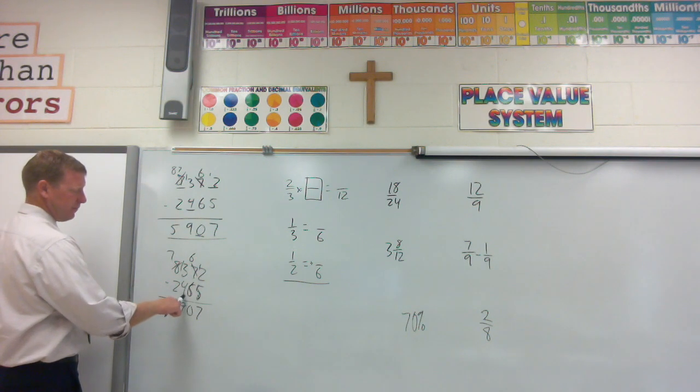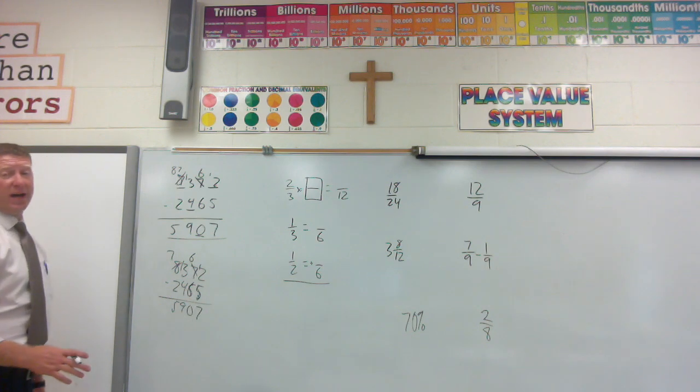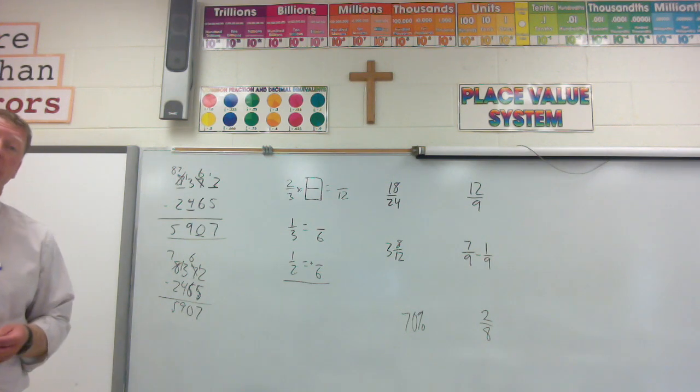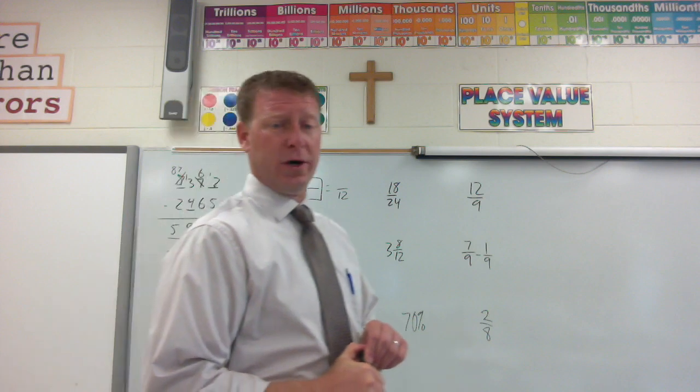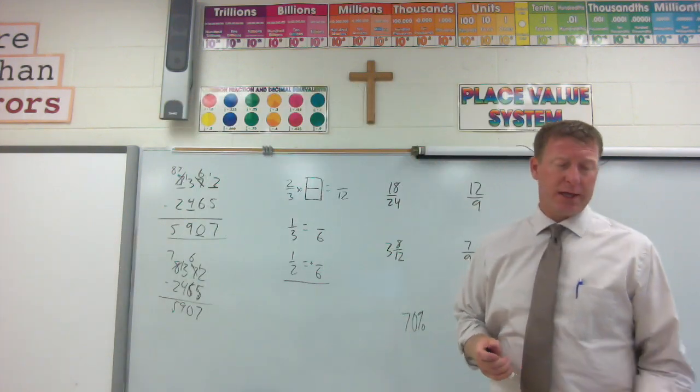8,372 minus 2,465 gives me 5,907. So you can see this was a few more steps and a little bit more complicated to be able to get that one.